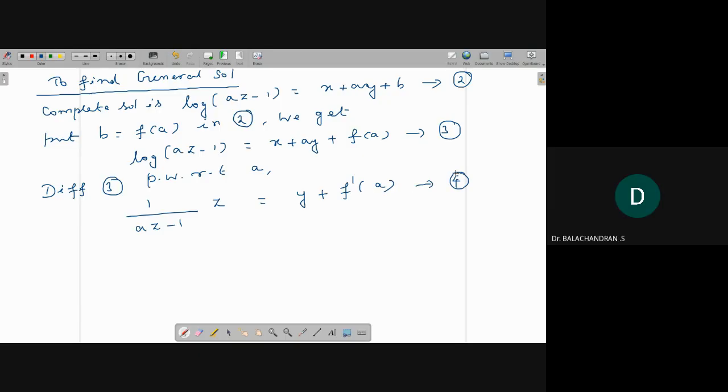Now eliminate a between equations 3 and 4. Equations 3 and 4 give the general solution.